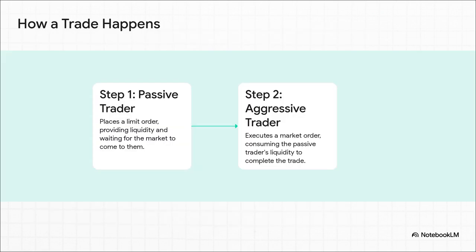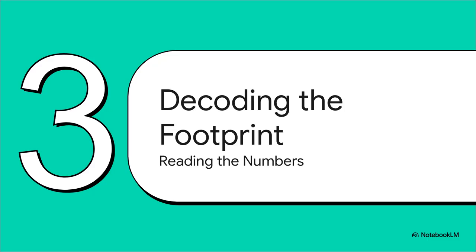And here's the dance they do, how a trade actually happens. Step 1, the passive trader puts their limit order out there, adding liquidity to the market. Step 2, an aggressive trader comes along, hits a market order, and just eats that liquidity to complete their trade. And here's the crucial part. The footprint chart is specifically built to show us the volume and impact of those aggressive traders. Okay, so we know the players, we know the rules of this auction. Now let's finally learn how to actually read the scoreboard, the footprint chart itself.